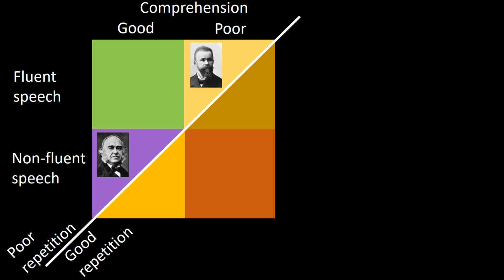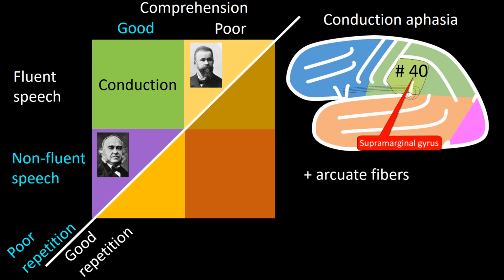Now, let's go back to the diagram. If comprehension is good, speech is fluent, but repetition is poor, the patient has a conduction problem. This is called conduction aphasia, and it is due to damage to the arcuate fibers. This damage usually occurs at the end of the sylvian fissure in the subcortical area corresponding to the supramarginal gyrus.